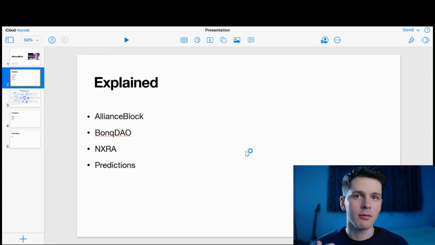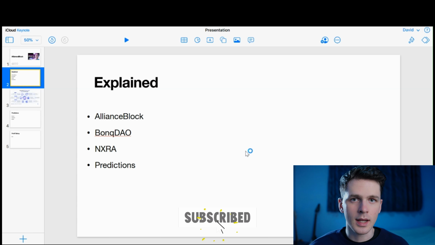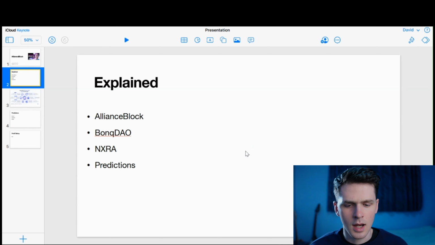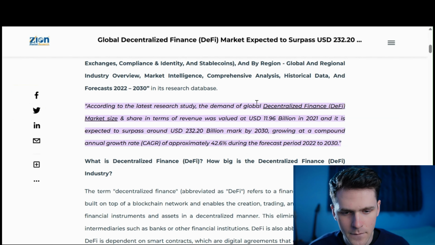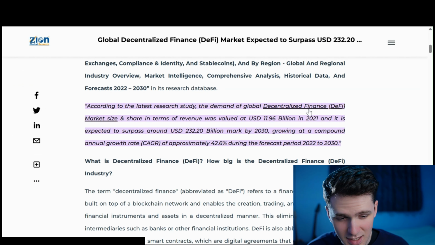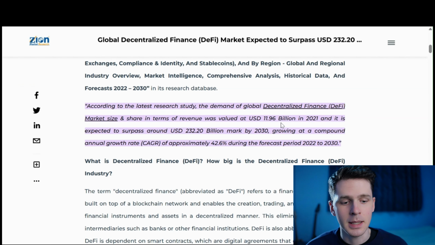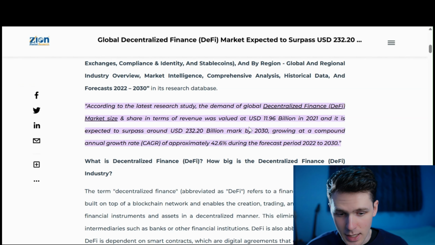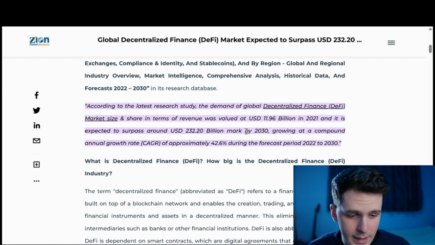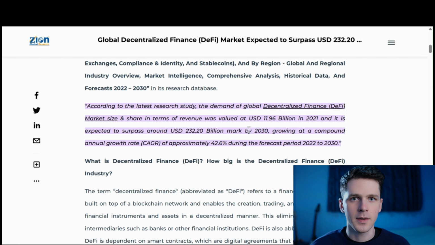Now, if you are a regular on the channel, you know I like to compare the market cap of a crypto to the actual total addressable market that they are tackling. For example, we think about decentralized finance and traditional finance and bridging up. In a latest research study, we've seen the decentralized finance market valued at 11.96 billion in 2021 and projected to grow to 232 billion by 2030.